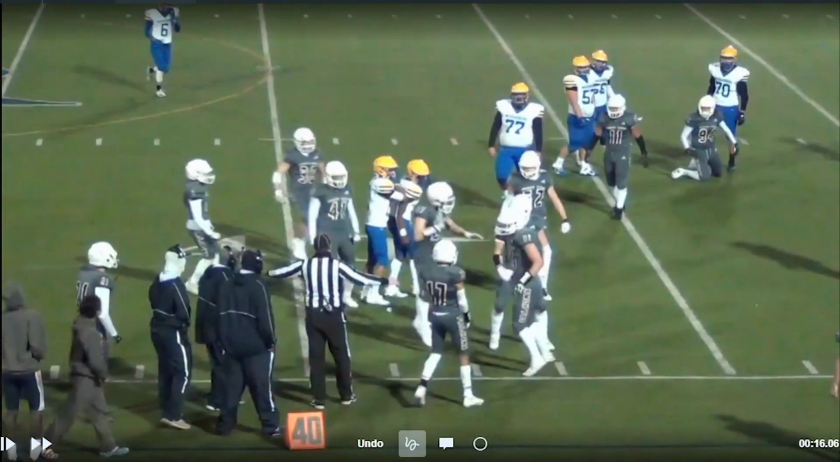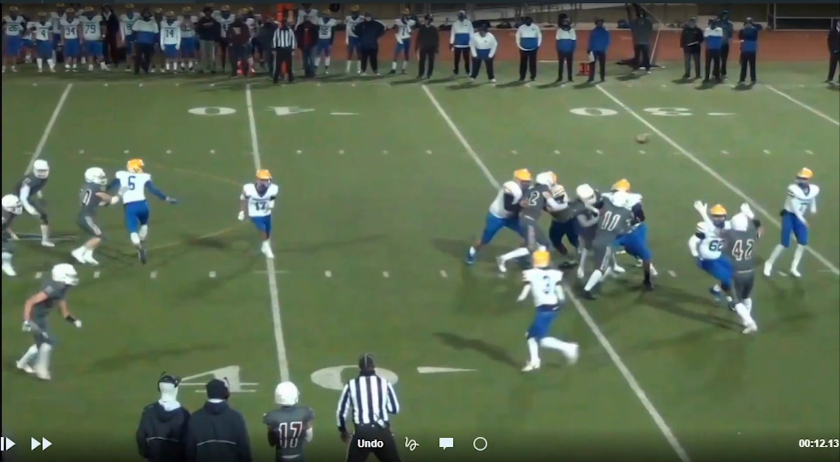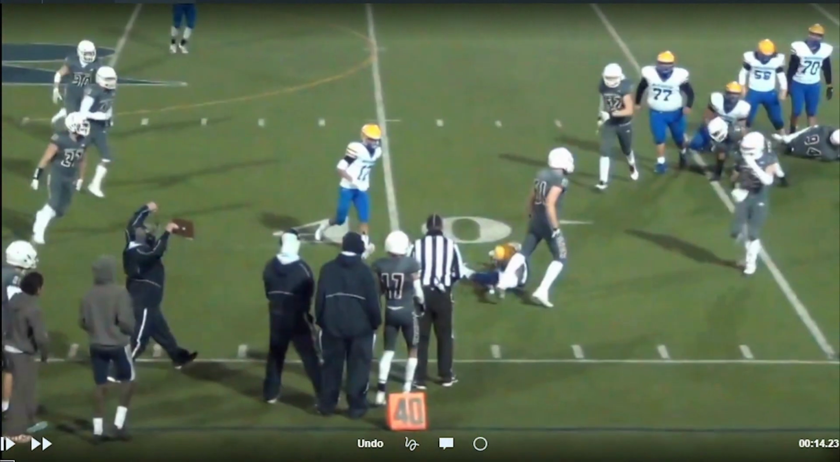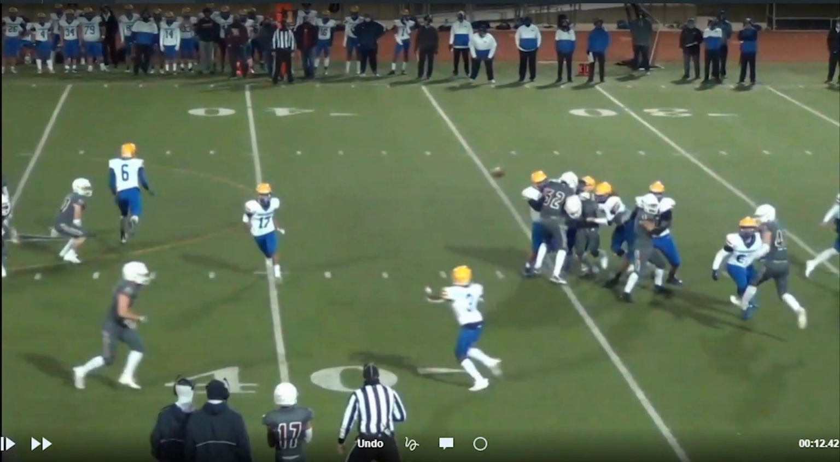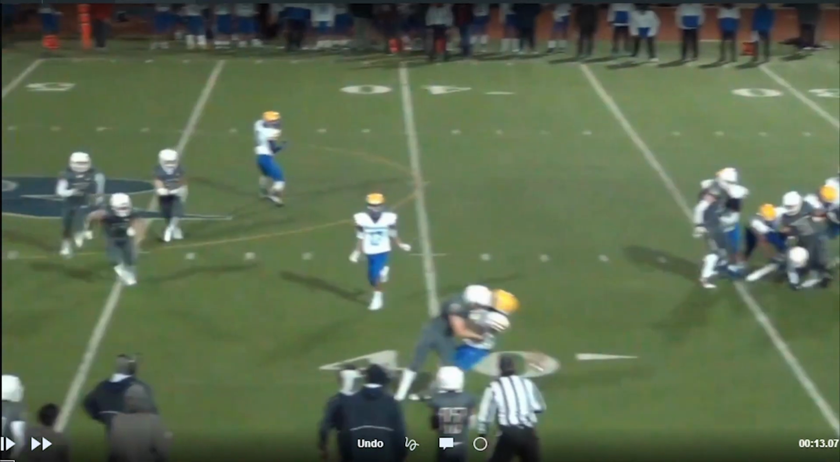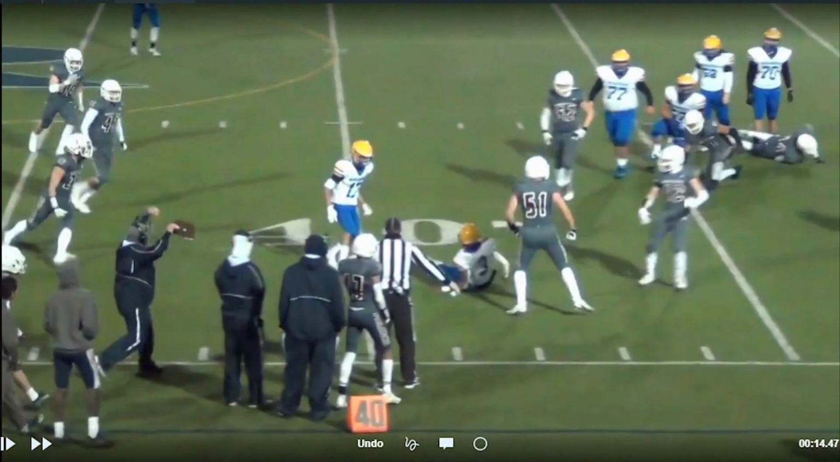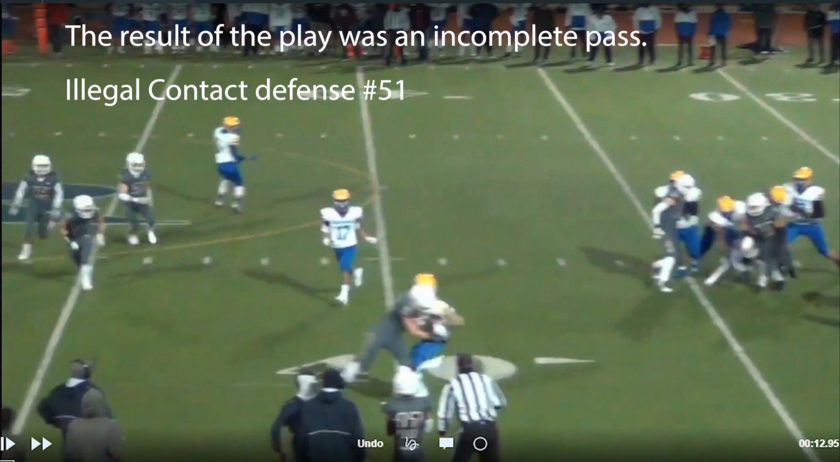In this play, the contact by the defender is not incidental contact as a result of making a play on the ball. It is not initiated with open hands, and it's not an attempt to tackle by wrapping arms around the receiver. The foul to be reported to the referee is: the result of the play was an incomplete pass. Illegal contact by the defense, number 51.